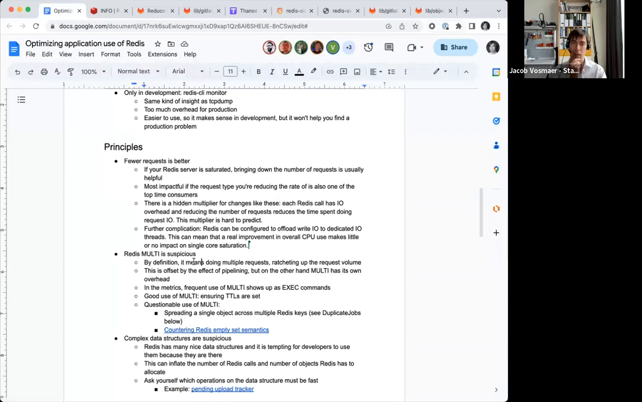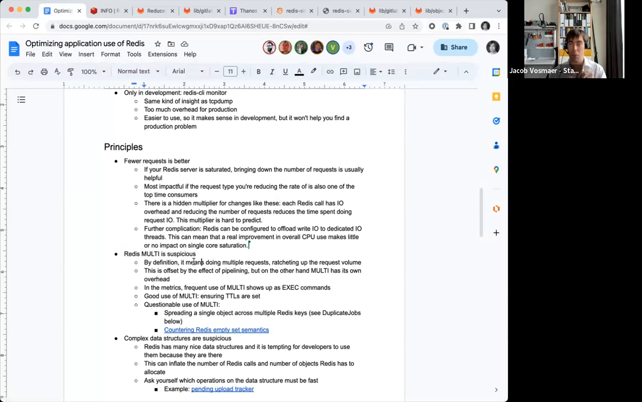Redis multi is a mechanism for doing transaction-like things. A single Redis call is always a transaction in the sense that nothing else can happen at the same time. But if the application sends 2 calls after each other, something might happen in between, and multi prevents that.